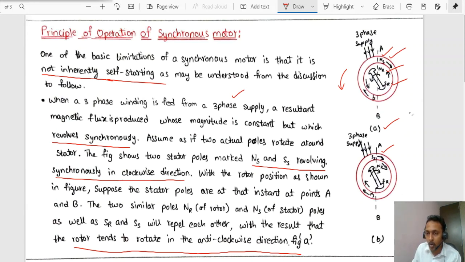Because of that, what happens now? At position A, we have the stator south pole and the rotor north pole, which attract each other. Again the rotor experiences a torque, but this time it tends to rotate in the clockwise direction. So alternately, it is experiencing torque in opposite directions. One time it tends to rotate clockwise, and another time it tends to rotate anti-clockwise.